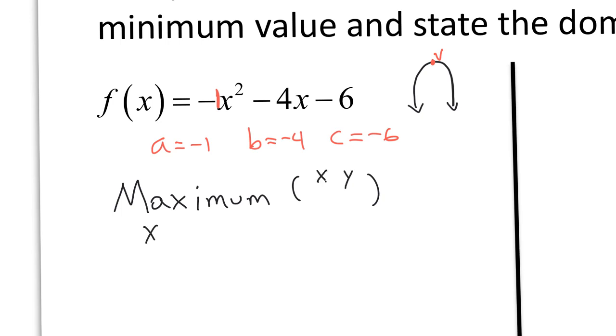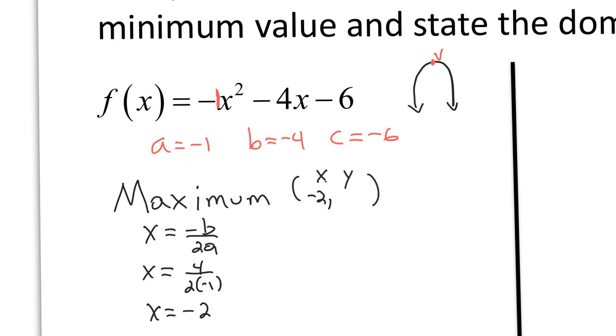For the x coordinate, I use the formula opposite of b divided by 2a. So I substitute the b and the a. Opposite of b, opposite of negative 4, that's positive 4, over 2 times negative 1. And my x value will be negative 2. After you simplify, 4 divided by 2 times negative 1 is negative 2. So we have a negative 2 here for the x coordinate.